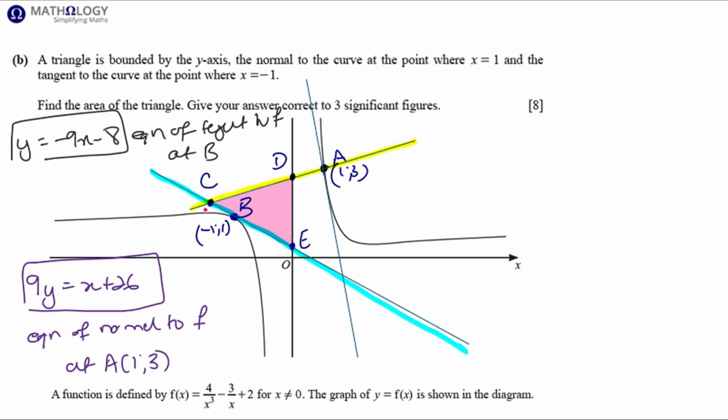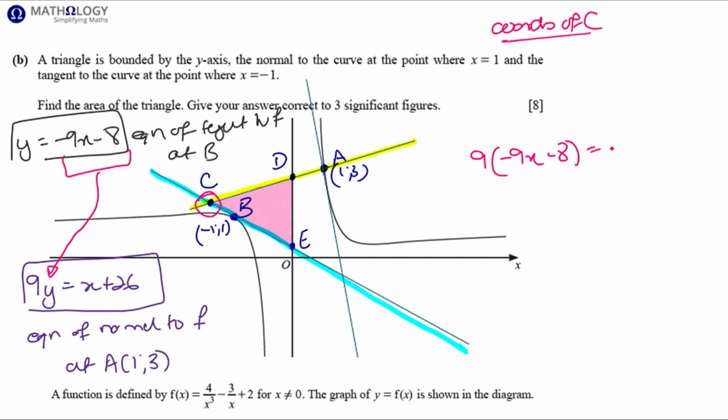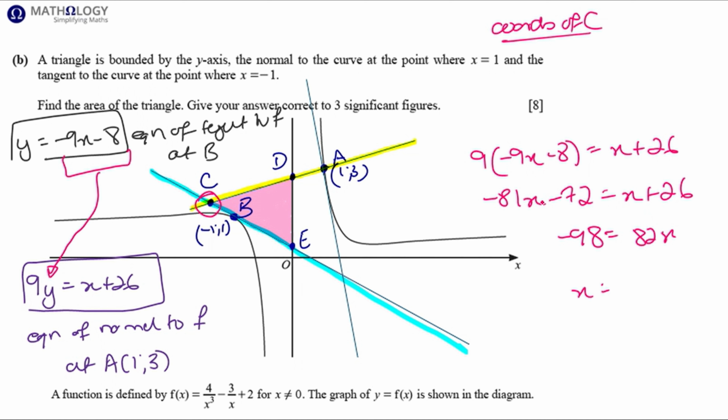Now that we have the defining equation of the normal to the curve at A and the tangent to the curve at B, we can equate these two lines to get the coordinates of point C. So, substituting -9x - 8 in for y, we'll have 9(-9x - 8) = x + 26, so -81x - 72 = x + 26. 82x = -98, so x = -49/41.